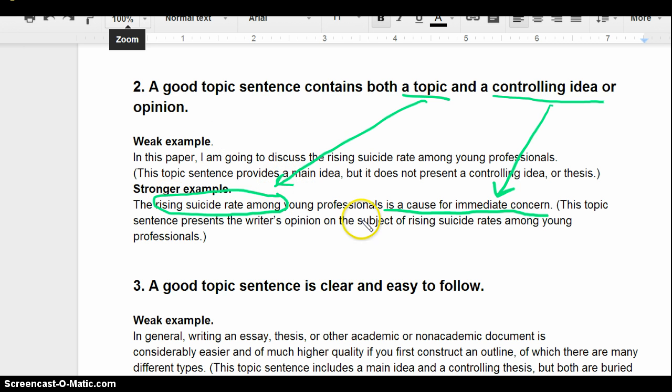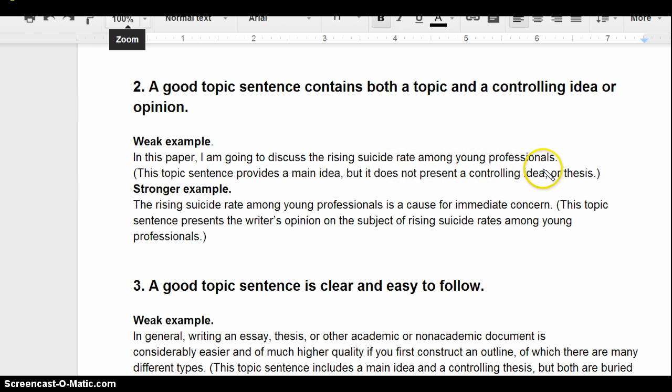Now, you can see here that this structure is pretty clear in the stronger example. But let's go back and look at that weaker example. In this paper, I'm going to discuss the rising suicide rate among professionals. Okay, as you can see here, this has no controlling idea. We know it's an immediate concern and something society should be paying pretty close attention to. And so make sure that you have both a topic and a controlling idea when you're writing topic sentences.